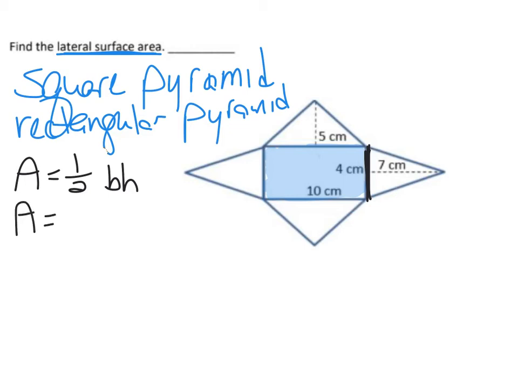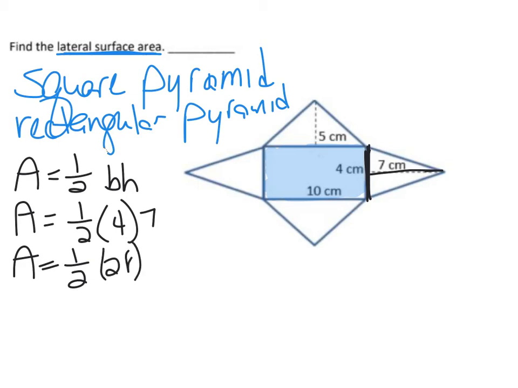So A equals half the base is what? 4. And the height is 7. So then we're going to do half of 4 times 7 is 28. And half of 28 is 14. So remember, when you have one side, you have the other side. So this is going to be 14, and this is also going to be 14 because those triangles will always be congruent. The opposite sides of a pyramid will be congruent.